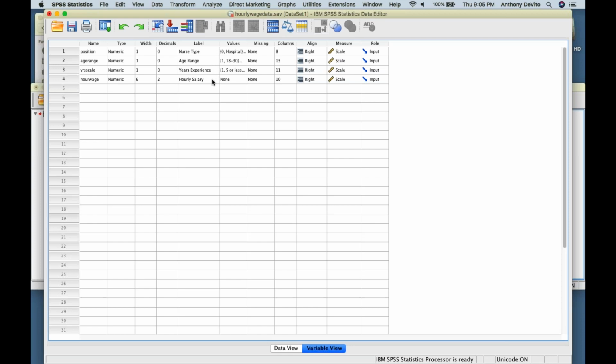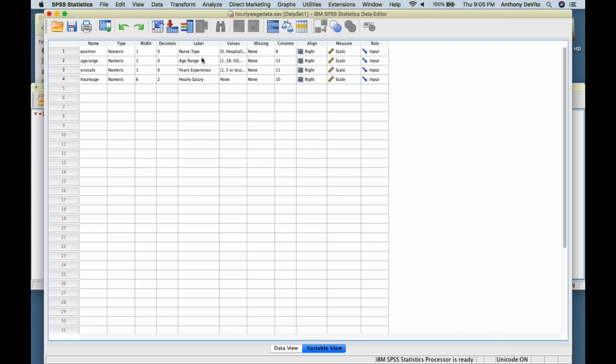We're trying to see if there's an association, say, between what age range they're in and how many years of experience they have. If there's an association between the type of nursing they do, office or hospital, and their salary, or maybe we could even look at whether there's an association between the type of nurse and the age range. Perhaps younger nurses tend to work at hospitals, and older nurses tend to work in doctors' offices. Who knows? We can actually take a look at that if we want to.